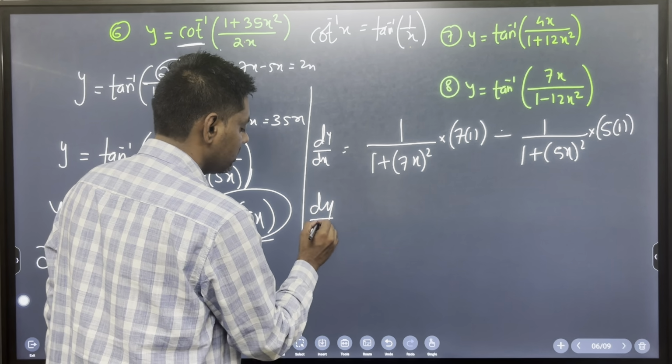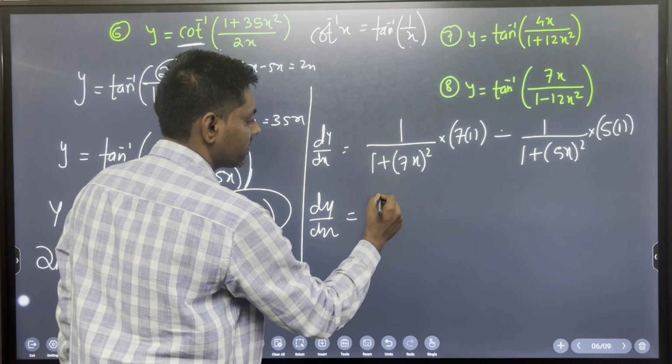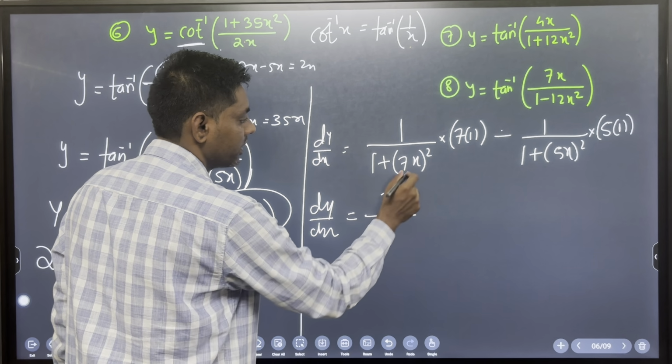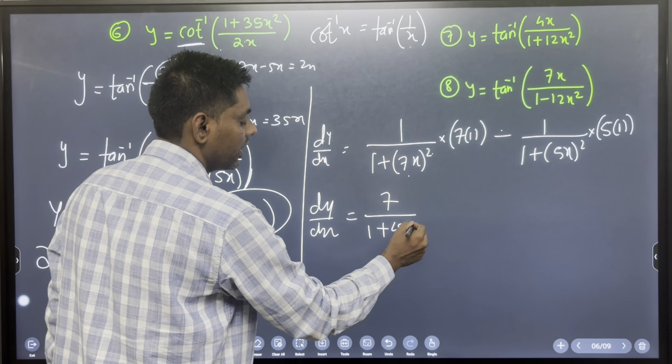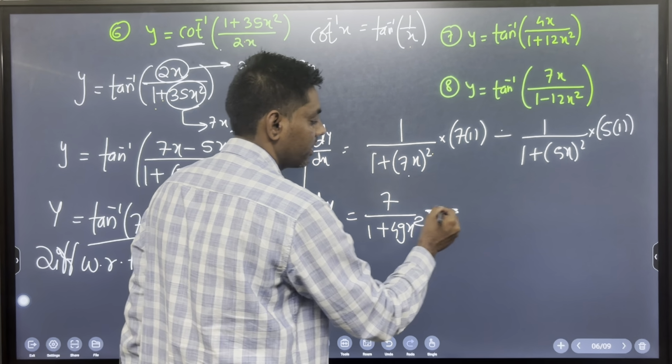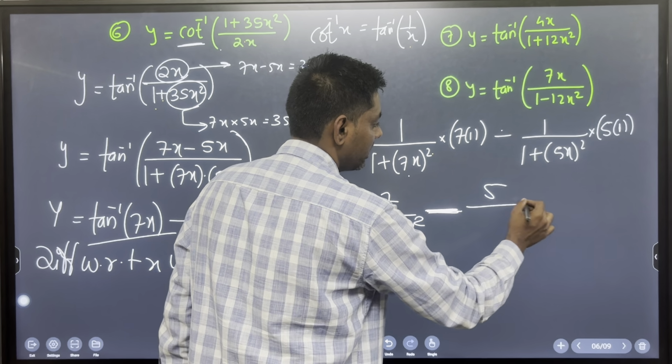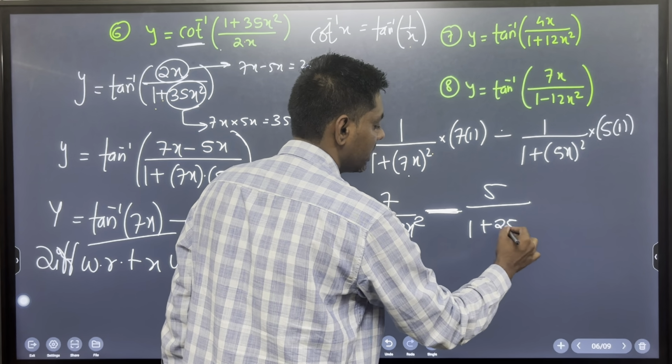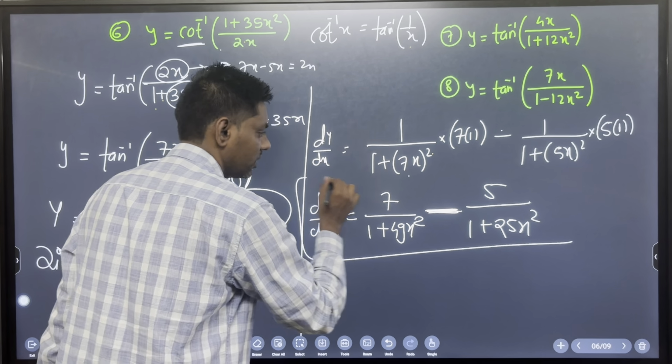Just write down the final steps. So it becomes 7 divided by 1 plus 7 square, which is 49, x square as it is, minus sign is there, and after that 5 divided by 1 plus 25 x square, and the question is completed.